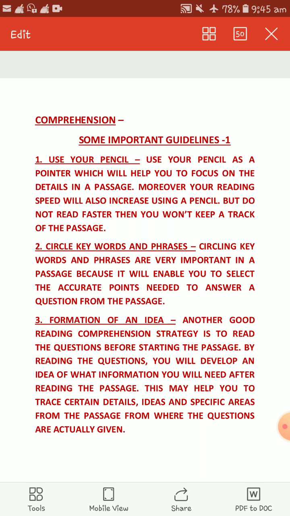You will develop an idea of what information you will need after reading the passage. This may help you to trace. Trace means to locate certain details, ideas and specific areas from the passage from where the questions are actually given. And how is it possible? If you read the questions beforehand and then attempt reading the unseen passage, it will help you to locate the specific details and ideas related to that given unseen passage. So these are some other important guidelines which I felt I should discuss with you all.